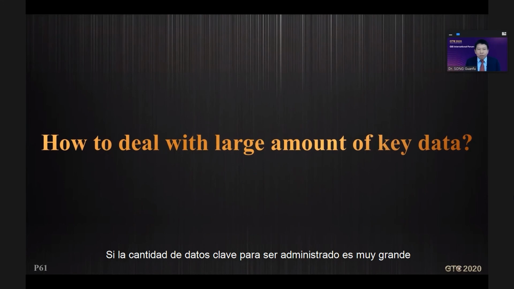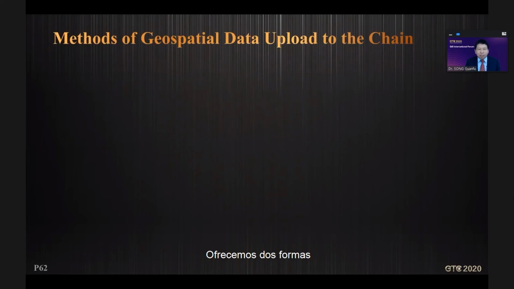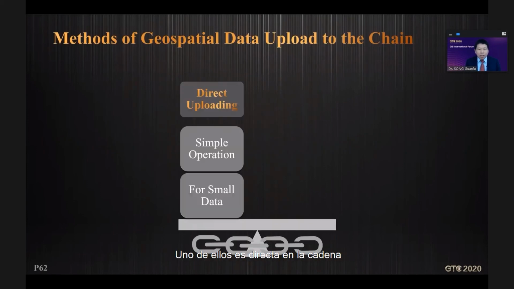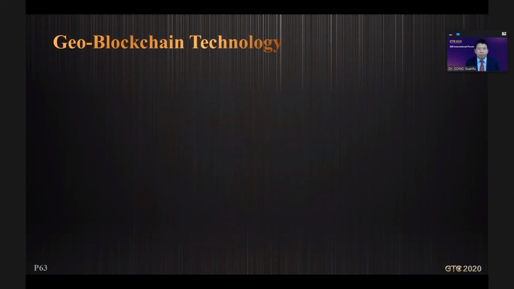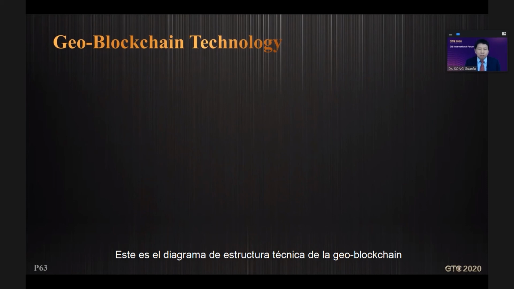If the amount of key data to be managed is very large, how could we figure it out? We provide two ways. One is directly on-chain. When the amount of data is small, we directly upload the spatial data onto the chain. When the amount of data is large, we store the data externally and then store the hash code, which is returned, onto the chain. This is the technical structure diagram of the Geo-Blockchain.